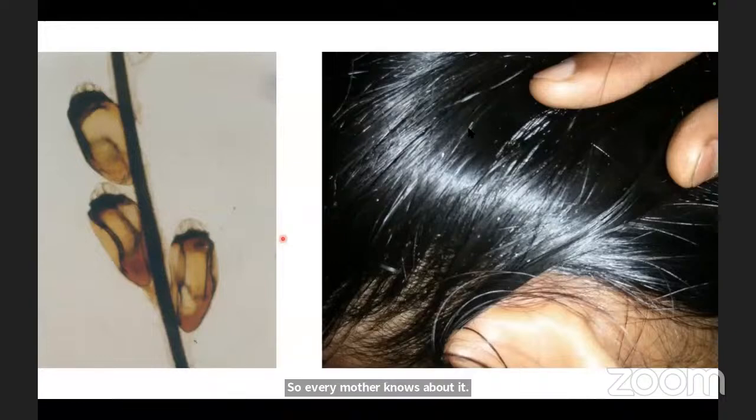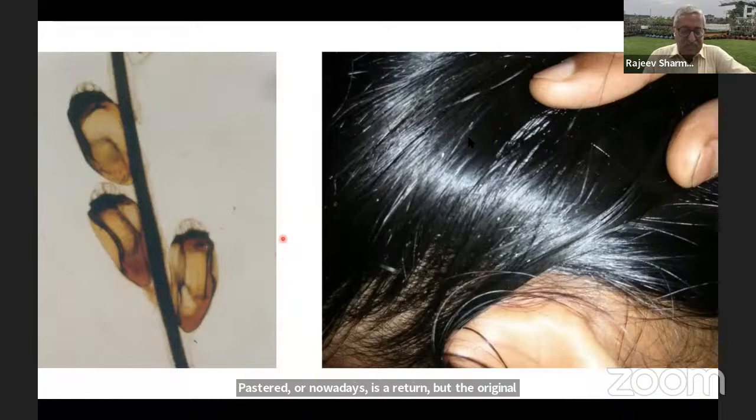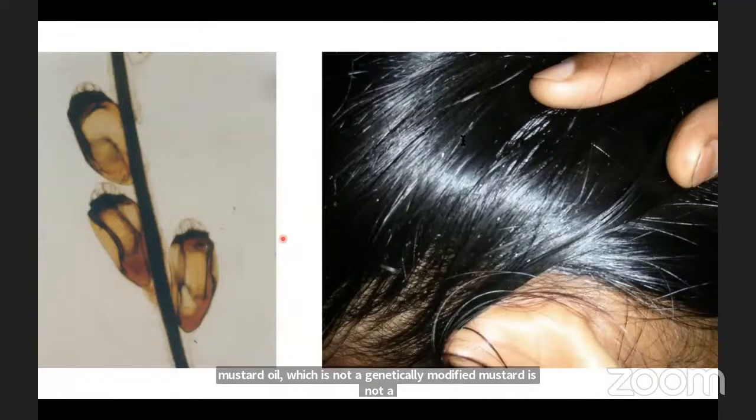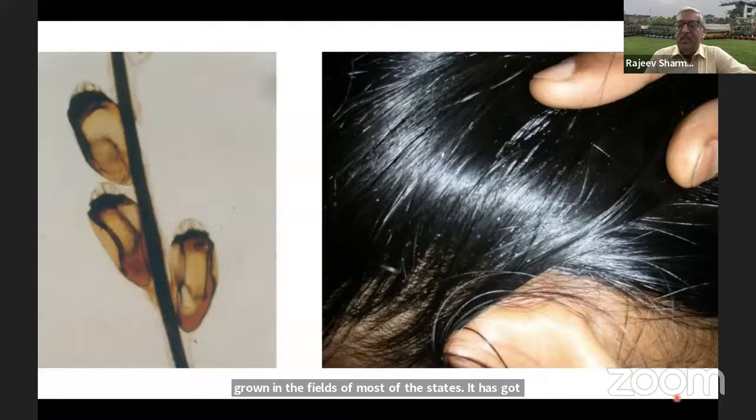Because we prefer to use coconut oil. Many families use mustard oil, but that is an irritant kind of thing. Mustard oil nowadays is an irritant, but the original mustard oil, which is not from genetically modified mustard, is not an irritant. The genetically modified mustard, which is now being grown in the fields of most of the states, has certain chemicals which are irritants. The original, so-called native mustard was never an irritant.